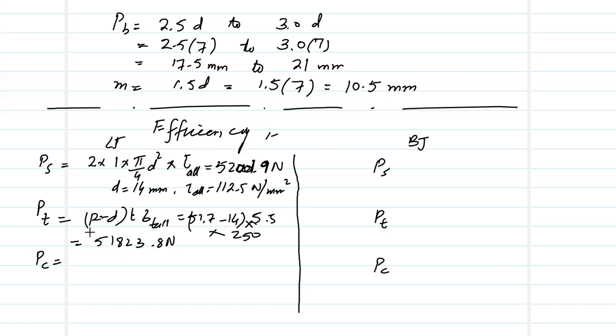Clear? And third is the crushing load. Now in case of the tensile load, the number of rows will not be multiplied, because tearing occurs at the row that is closest to the edge. So in case of tearing failure or the tensile failure, the number of rows doesn't matter at all, because the first failure occurs at the row which is closest to the edge. That is what the idea is.